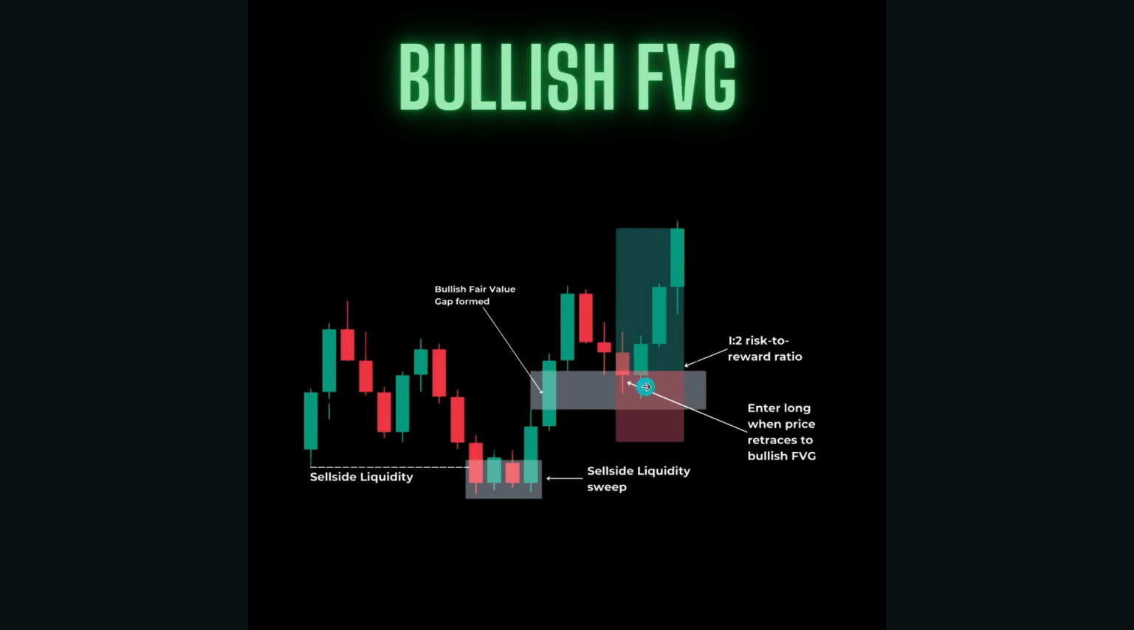So usually what I'll do is I'll enter here, and then like I said, I'll have my stop at the bottom of this candle, and then I'll have my take profit at the first sign of the nearest liquidity.